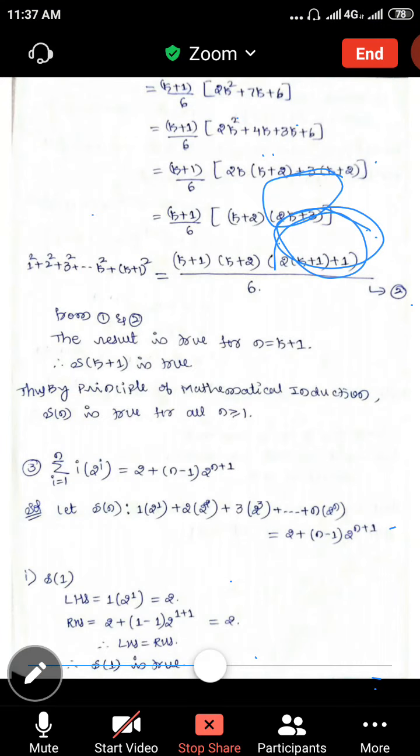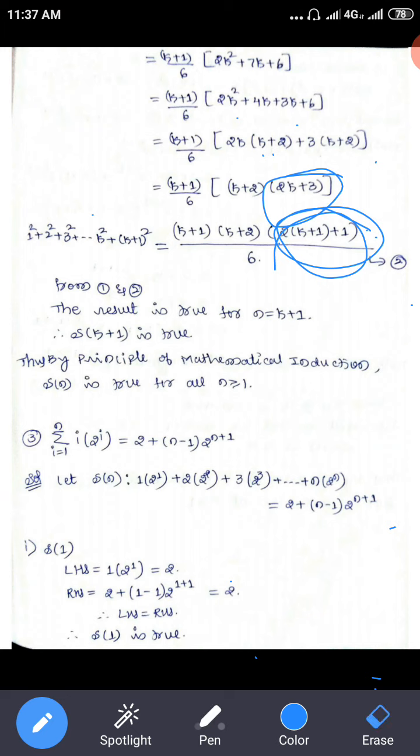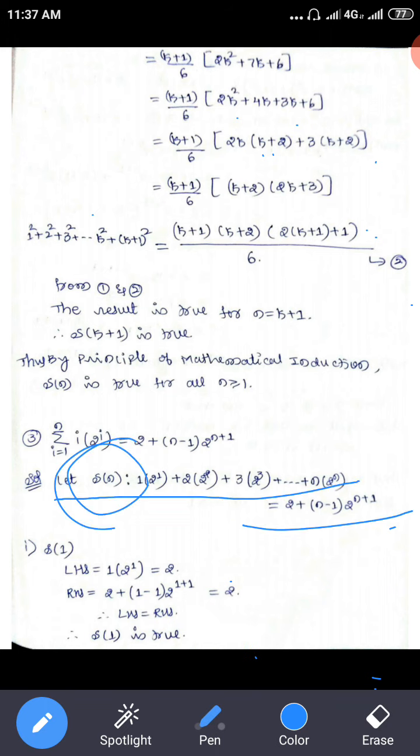Okay, fine. So next example. Next example is summation of i times 2 raised to i is equal to 2 plus (n minus 1) times 2 raised to (n plus 1). Here, i times 2 raised to i is there, no? Let i be 1, 2, 3 and so on: 1 times 2 raised to 1, 2 times 2 squared, 3 times 2 cubed, and so on up to n times 2 raised to n, that is equal to 2 plus (n minus 1) into 2 raised to (n plus 1). So you write this and take that as Sn.